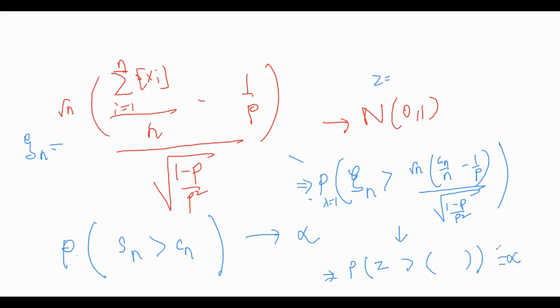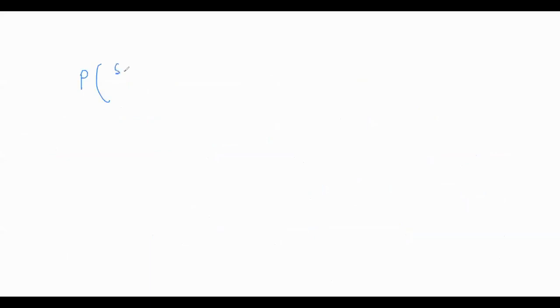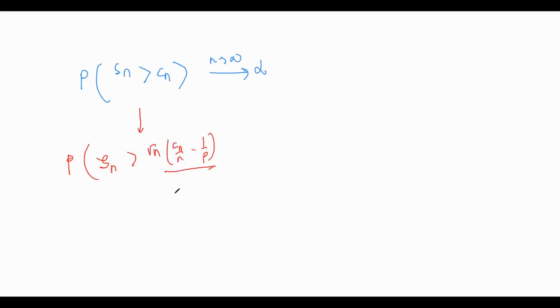Now this term, so let me write it very clearly, very neatly. Probability Sn greater than or equal to Cn converges to alpha as n tends to infinity. Now we are trying to write this in a different way. We are writing it as xi n, the big thing, is greater than or equal to root over n Cn by n minus 1 by p, by root over 1 minus p by p square.